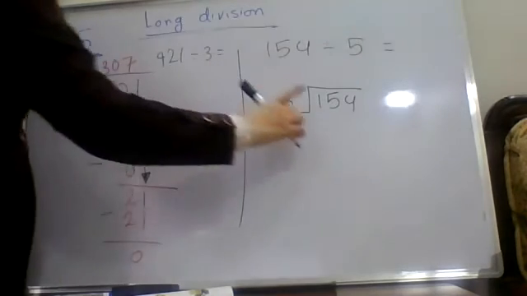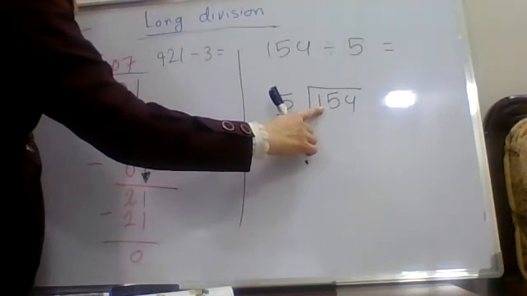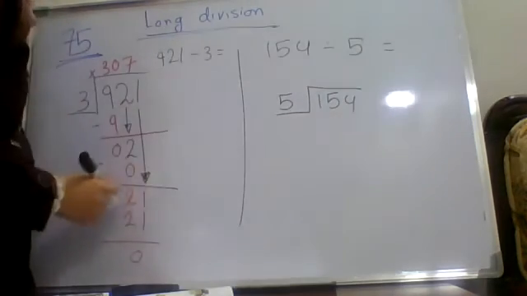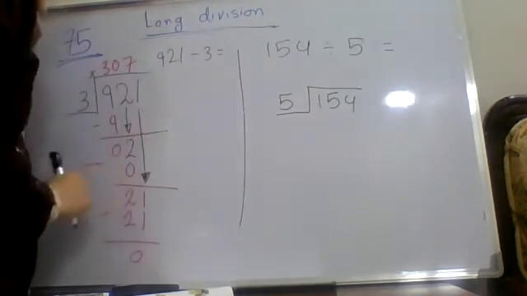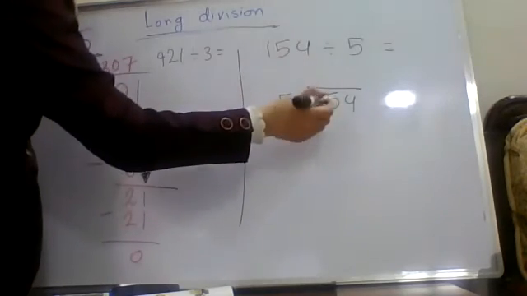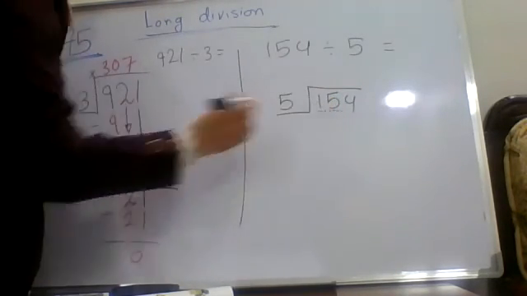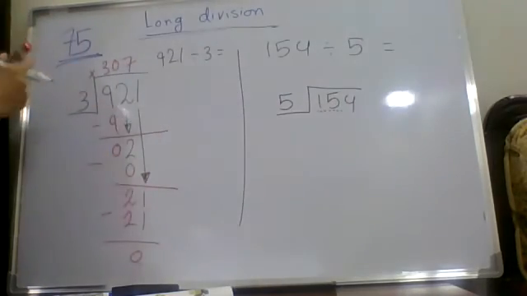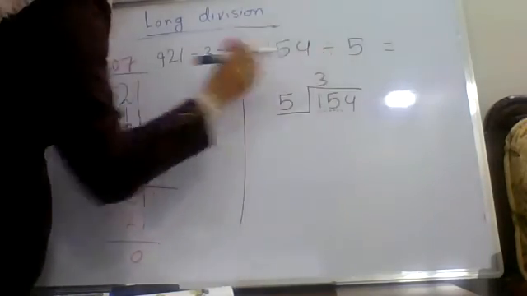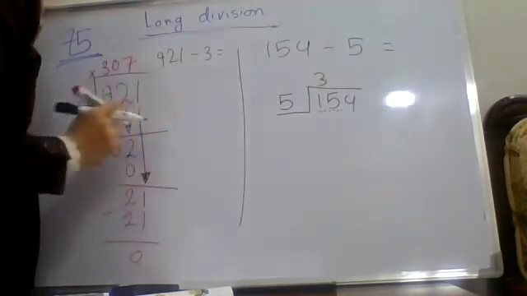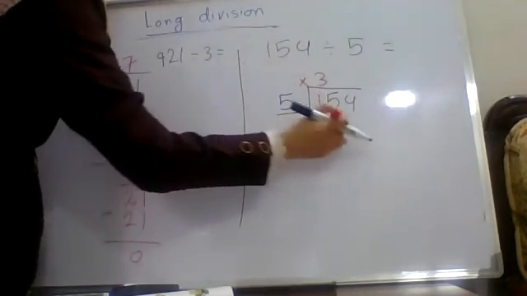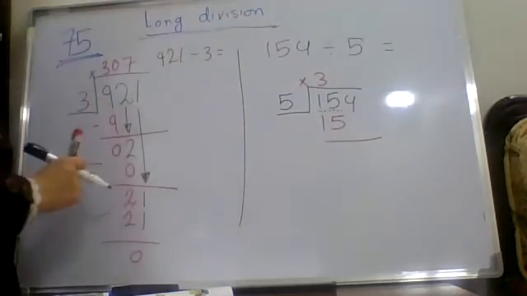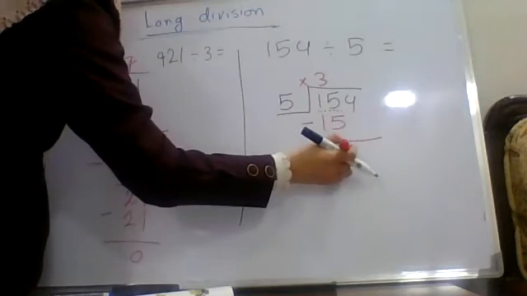Let's check the first number, 1. How many 5s inside this 1? Can I ask myself this question? No, it's not enough. So I have to ask myself about the 15. So join them together, the 15. How many 5s inside this 15? I have 3 5s, right? I can find it on the times table when I multiply it by 3. So 3 times 5 equals 15. It's not necessary, 15 or less. It's okay. So subtract, it equals 0.